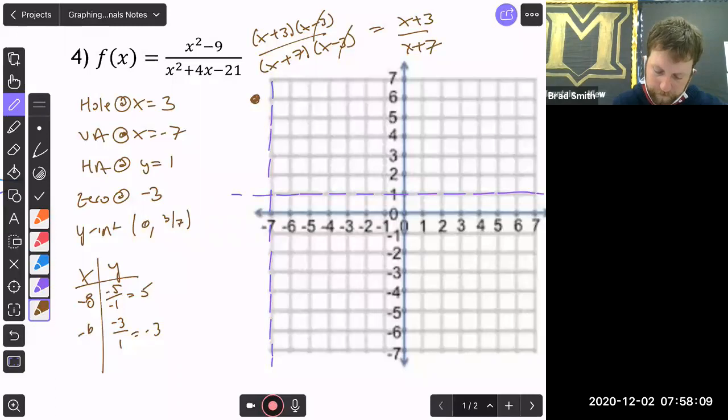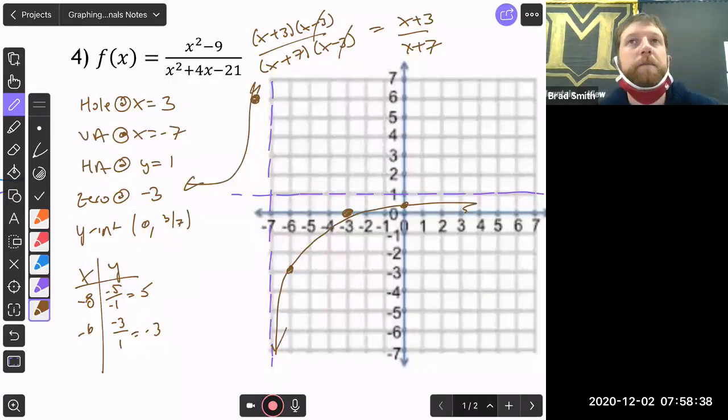It's all right. And then (-6, -3). 1, 2, 3. Sorry, I forgot my negative sign. All right. I also have a 0 at -3. And y-intercept's 3.7, so about there. So I got enough information to get a sketch. And we're good to go.